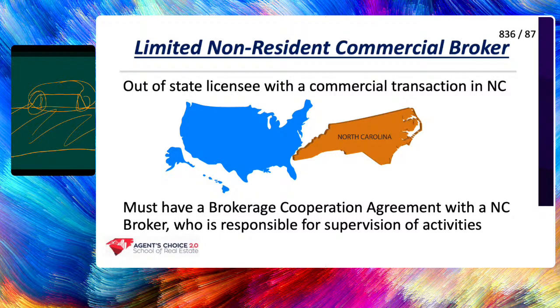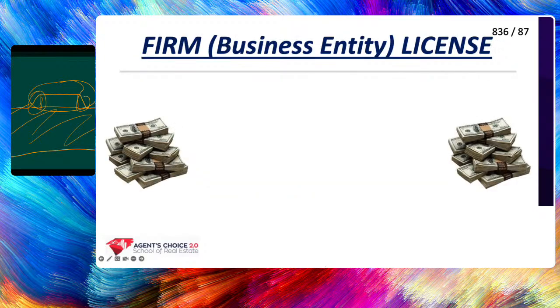They've got to have a North Carolina broker who is responsible, basically like a BIC for North Carolina, to help them not break our rules and laws, since they are here doing real estate without a North Carolina license. But they're allowed to in this case because of this. They have a license, but it's called a limited non-resident commercial broker's license. They have a supervising firm who is a North Carolina firm. And that's really all you need to know about this limited non-resident commercial broker license possibility.